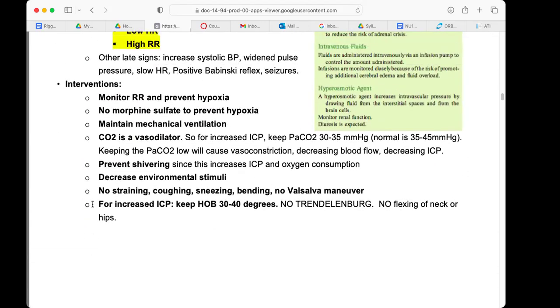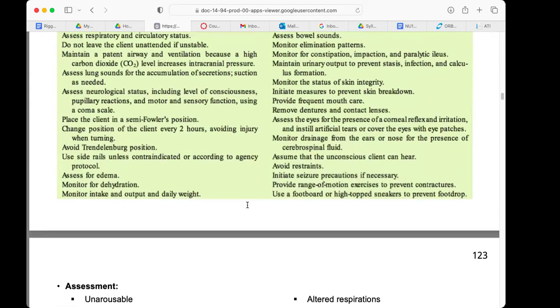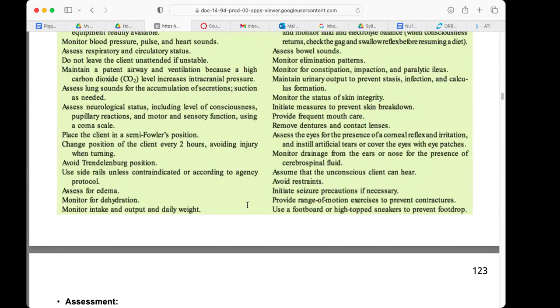So here where it says interventions for increased ICP, keep head of the bed 30 to 40 degrees. So semi-Fowler. So please write that and highlight that. For the unconscious client, you want them in semi-Fowler's so that they can expand their chest and breathe properly. You don't want them laying flat. Remember, they can't protect their airway. They might aspirate and choke on their oral secretions.